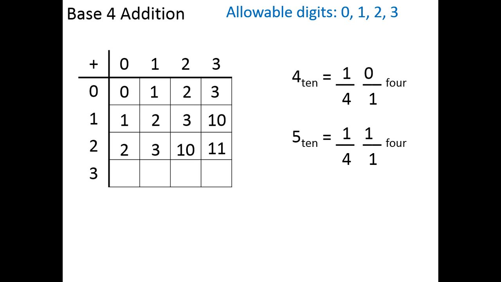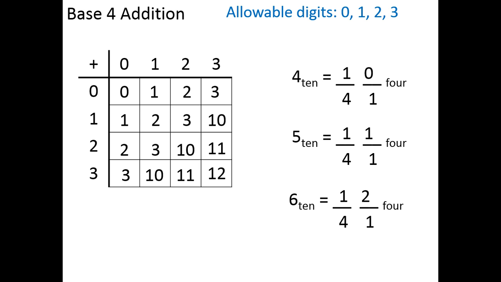Last row. 3 plus 0 is 3. 3 plus 1. Now I'm thinking 4 in my base 10 brain, but I know that 4 in base 10 is 1, 0 in base 4. 3 plus 2, I'm thinking 5 in base 10, but that's actually 1, 1 in base 4. And 3 plus 3, now I'm thinking 6, but I know that that's a base 10 number that's not in base 4. So 6 in base 10 is the same thing as one group of 4 and 2 1s. So that's actually 1, 2.